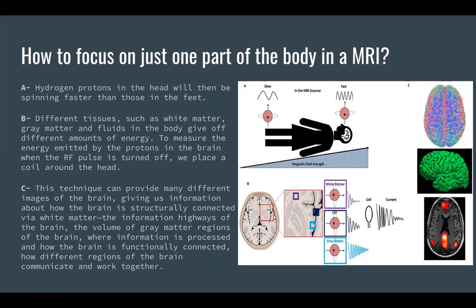The different tissues, such as white matter, gray matter, and fluids in the body, give off different amounts of energy. To measure the energy emitted by protons in the brain when the RF pulse is turned off, we place a coil around the head. This technique can provide many different images of the brain, giving us information about how the brain is structurally connected, the information highways of the brain, the volume of gray matter regions of the brain, where information is processed, and how the brain is functionally connected, how different regions of the brain work together and communicate.